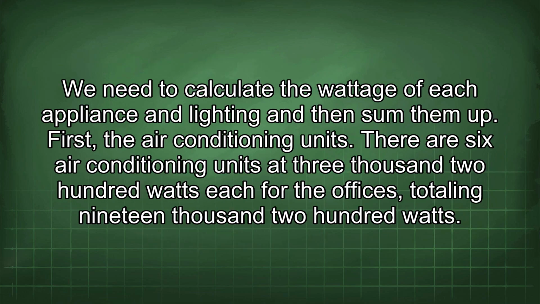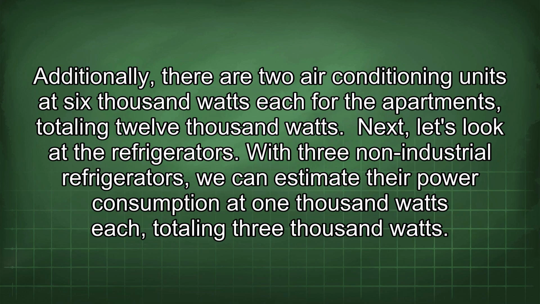We need to calculate the wattage of each appliance and lighting and then sum them up. First, the air conditioning units. There are 6 air conditioning units at 3,200 watts each for the offices, totaling 19,200 watts. Additionally, there are 2 air conditioning units at 6,000 watts each for the apartments, totaling 12,000 watts.